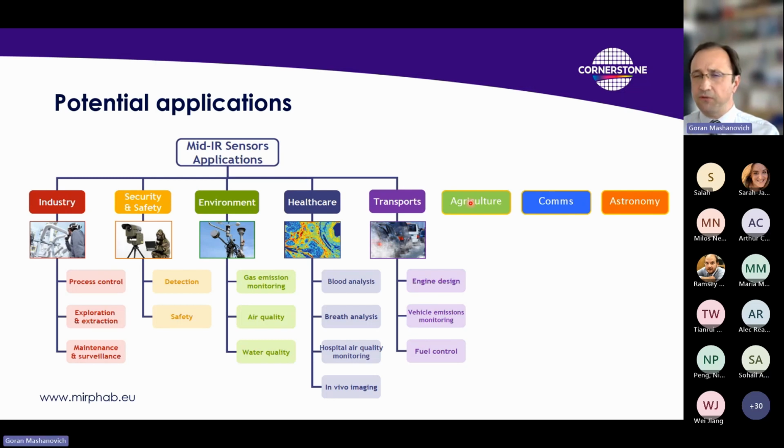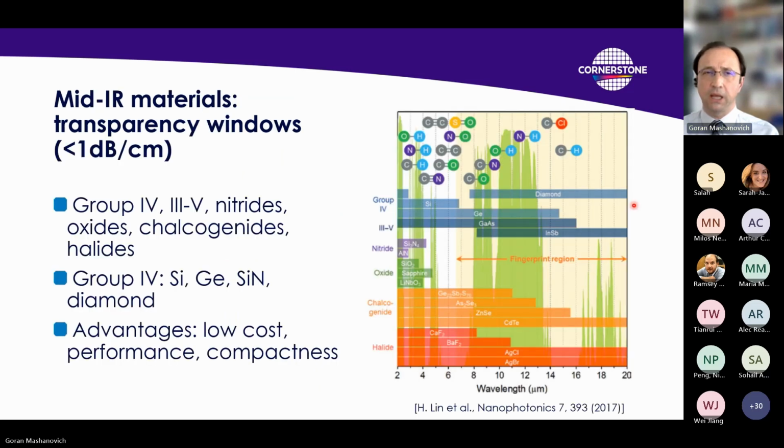We can also use mid-infrared photonics in communications, because mid-infrared has two transmission windows, from 3 to 5 microns and from 8 to 12 microns. So we can use that for communications channels. And also astronomers are interested, especially around 10 microns, to image some planets. So there is a lot of scope for the mid-infrared photonics.